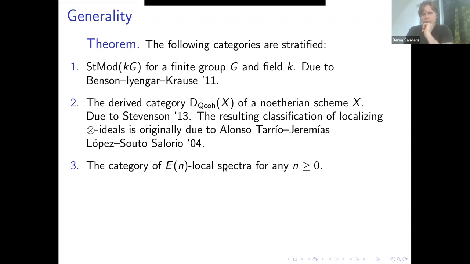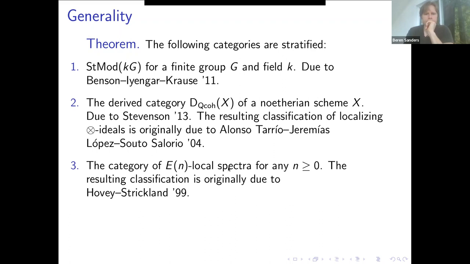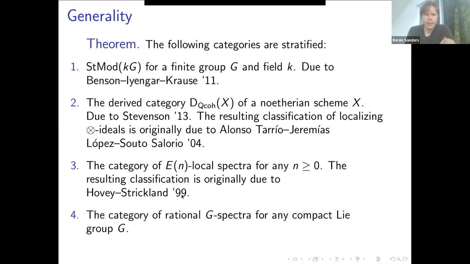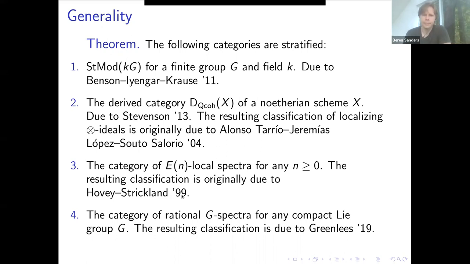The category of EN local spectra, right? So the classification of thick subcategories in this example is actually originally due to Hovey and Strickland in their book on Morava K-theory and localization. Another example is the category of rational G-spectra for any compact Lie group. The classification of thick tensor-ideals in this case is due to Greenlees.